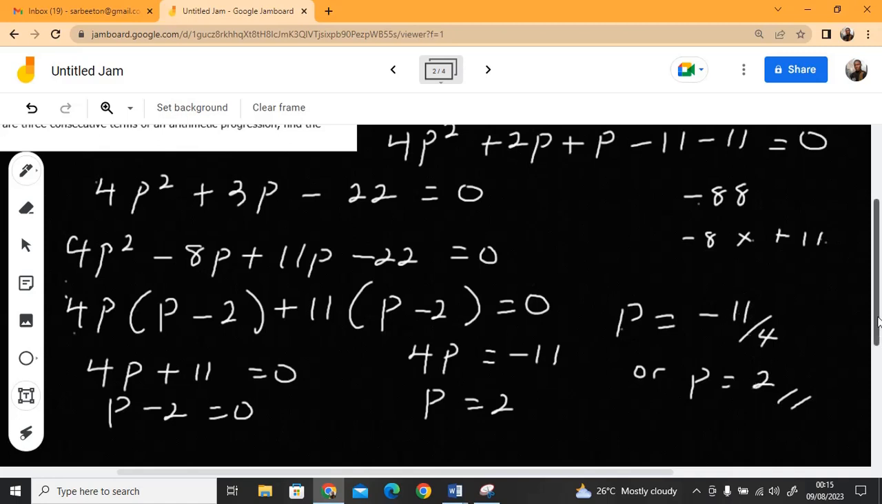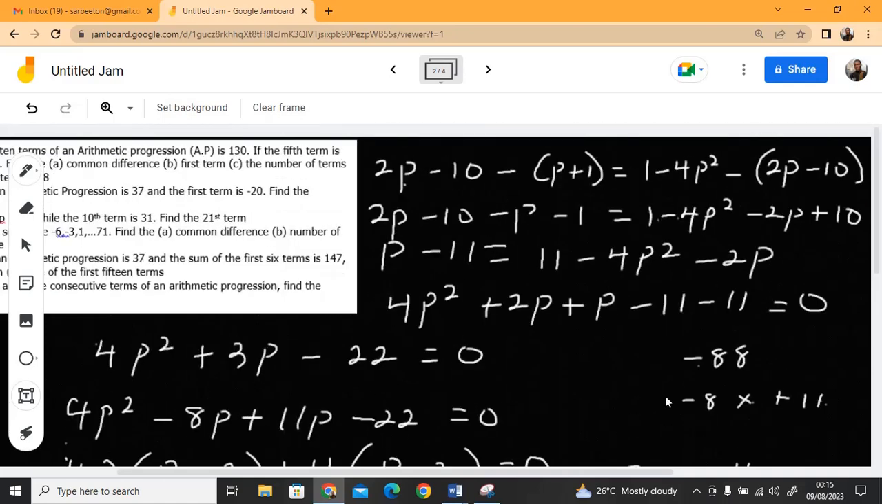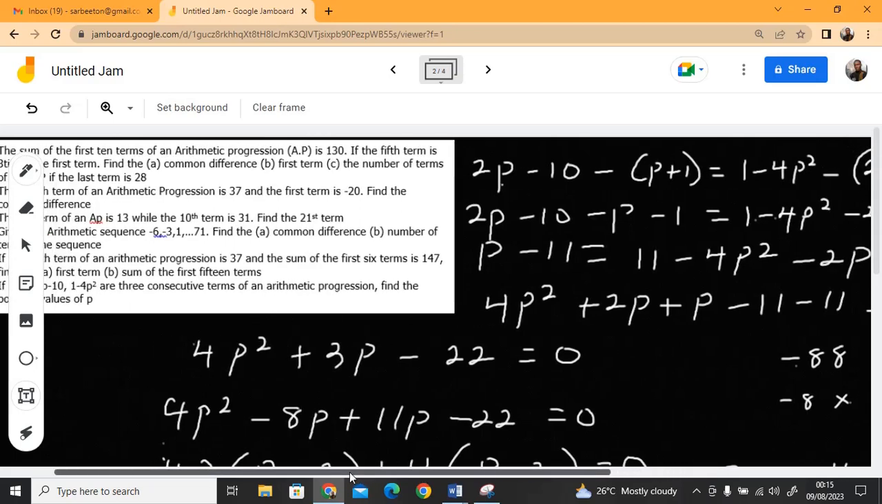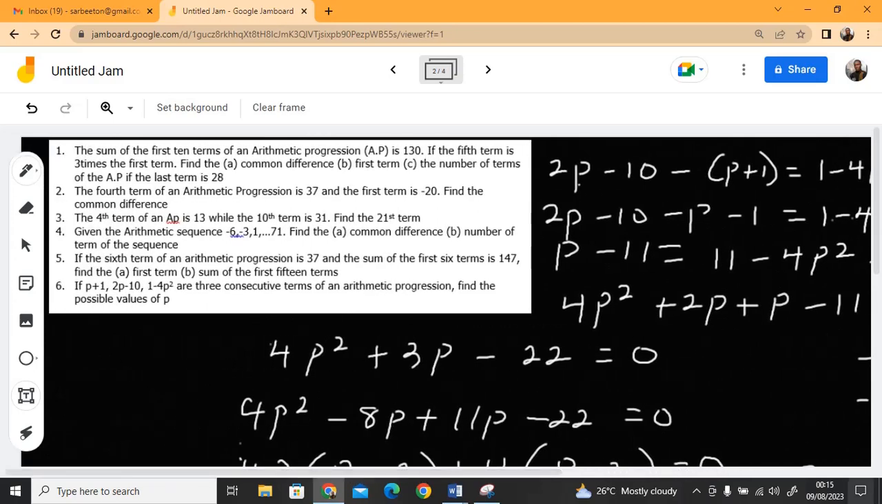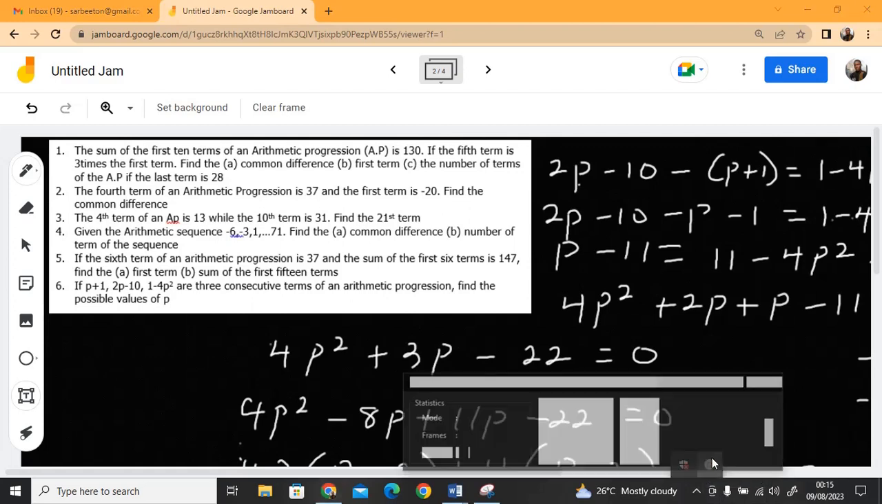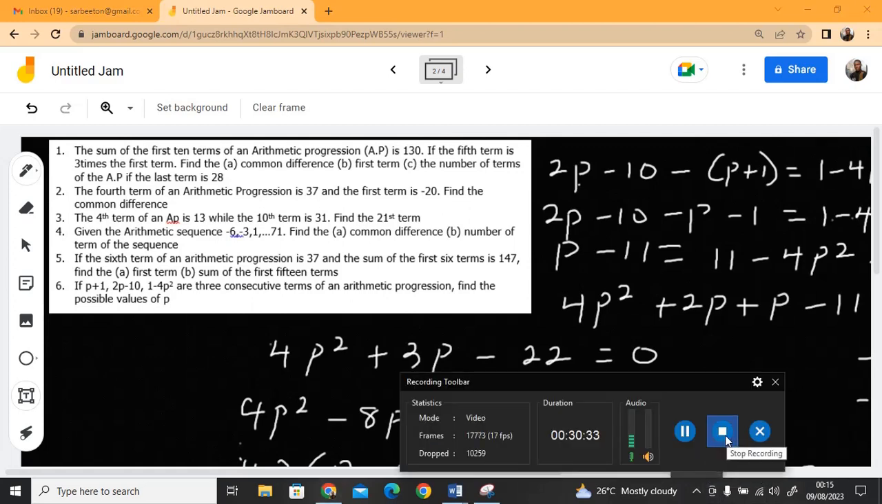These are the questions. You can go through it again on your own and try solving this question. It's very simple, and I hope you understand this particular lesson. So I will meet you in our next class when we're going to talk about geometric progression. That is the week 5 topic.